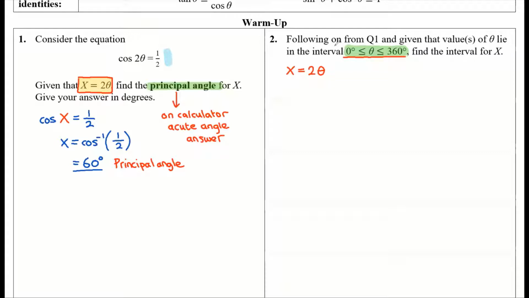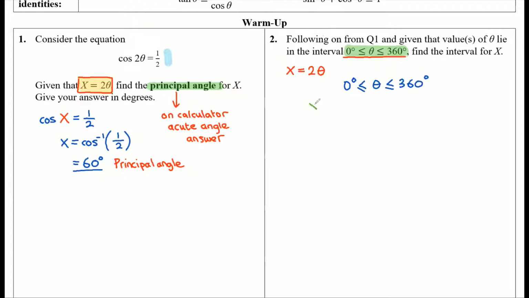So let's write out our interval. We've got 0 degrees is less than or equal to theta, which is less than or equal to 360. So our final answer theta is going to be values between 0 and 360 inclusive. Now, how do we get 2 theta?